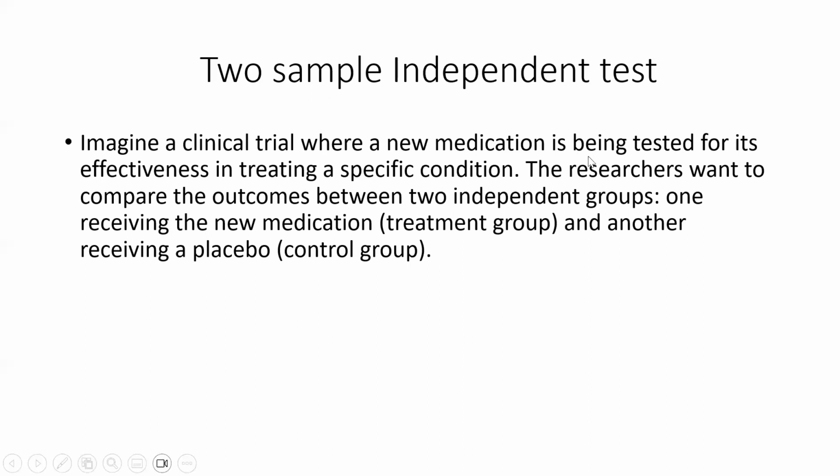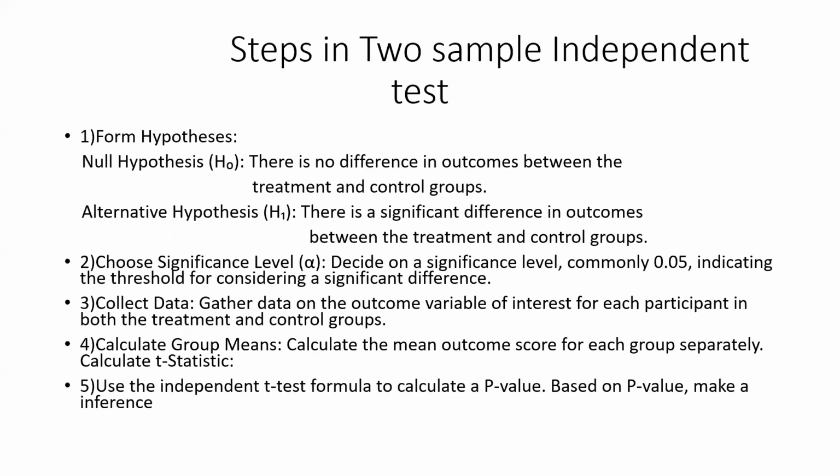What they will do is compare the mean difference, and then calculate the p-value. Based on the p-value, they will collect the evidence to accept or reject the null hypothesis. Now we will see all the steps involved in the two sample independent t-test.